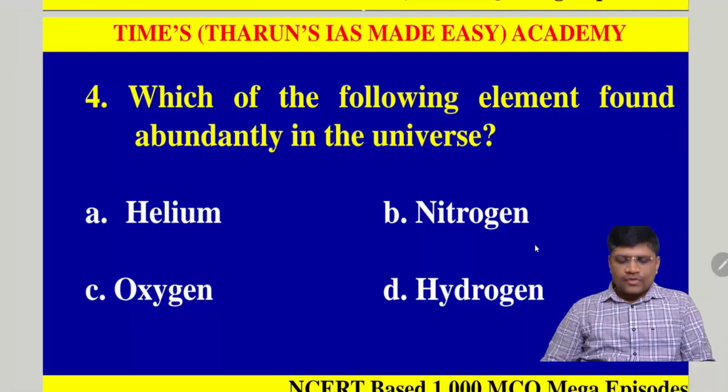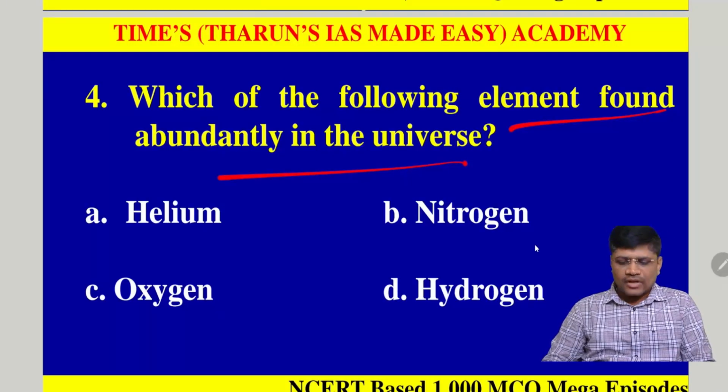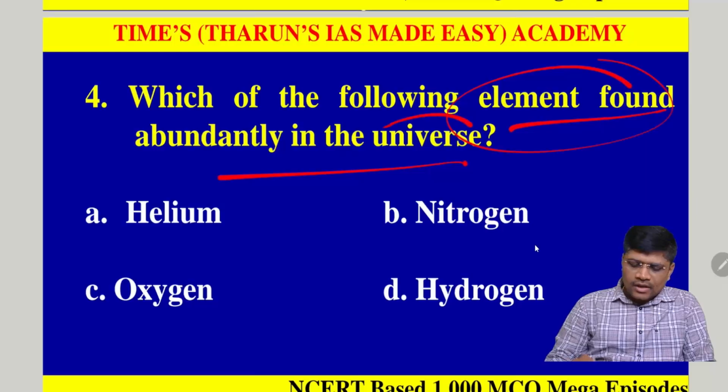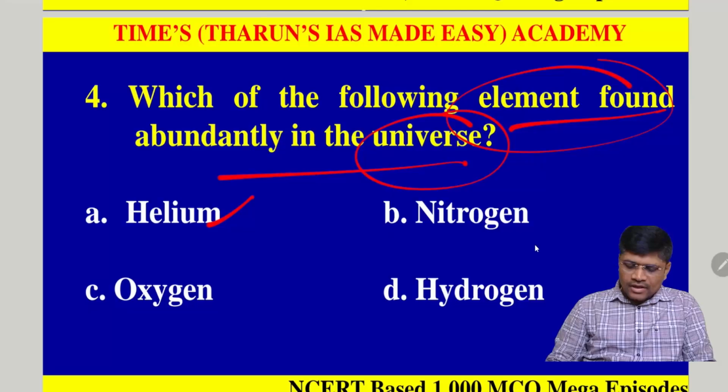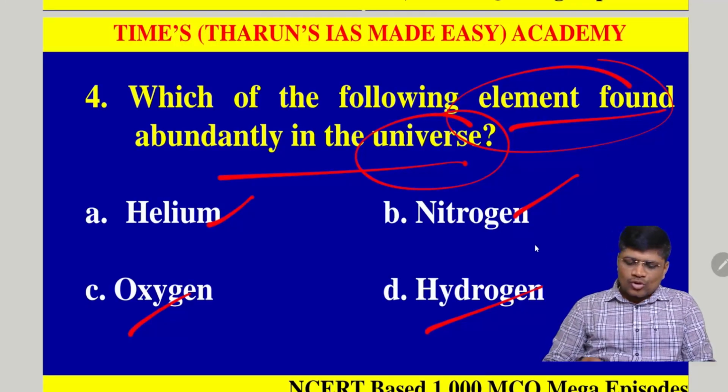Next question. Which of the following elements is found abundantly in the universe? So here the keywords are element and universe. The options we have are A helium, B nitrogen, C oxygen and D hydrogen. So here you must be very clear.